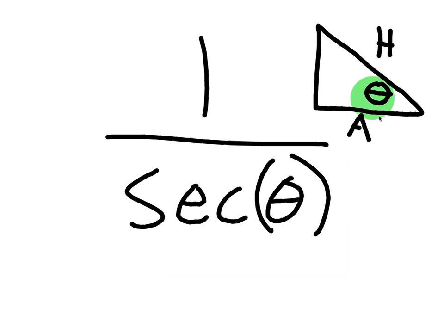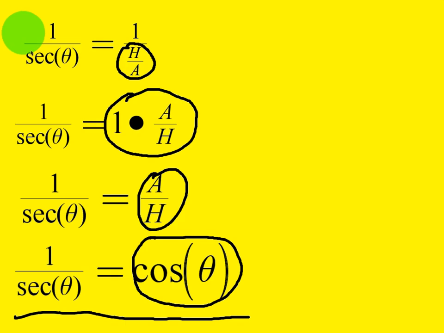So secant is h over a, and we're going to use that to simplify 1 over secant of theta. The first part of the proof is to replace secant of theta with hypotenuse over adjacent, or h over a. Next step is to note that 1 over h over a is the same as 1 times a over h. Again, you just flip the bottom, and then you multiply that by the top. So it's 1 times a over h. 1 times a is equal to a, which again stands for the adjacent side. The bottom remains h for hypotenuse.